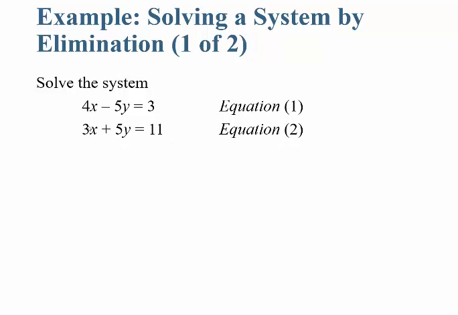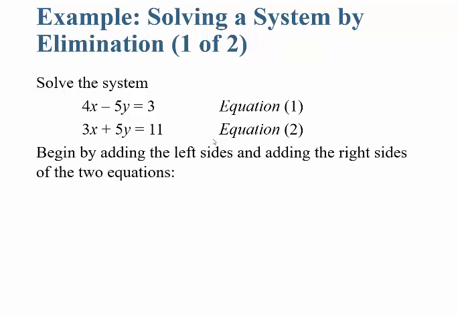So solve this system. 4x minus 5y is equal to 3, and 3x plus 5y is equal to 11. All right, if you notice just by looking at this, if you just add these two equations together, you have minus 5y and plus 5y, and those would go away. So by adding the two left sides and adding the two right sides of the equation, this is what we get. So basically, we're going to add down. So 4x plus 3x gets me 7x, minus 5y plus 5y just gets me 0, it's gone. And 3 plus 11 gets me 14.